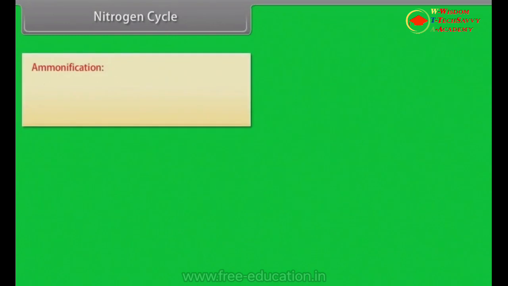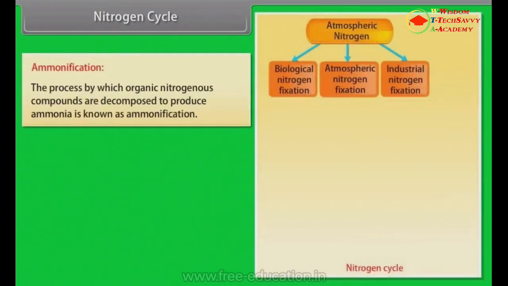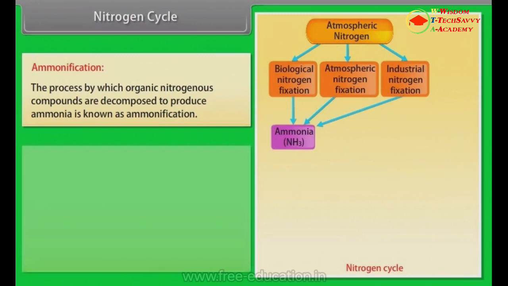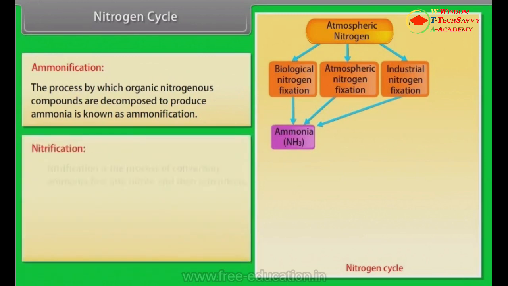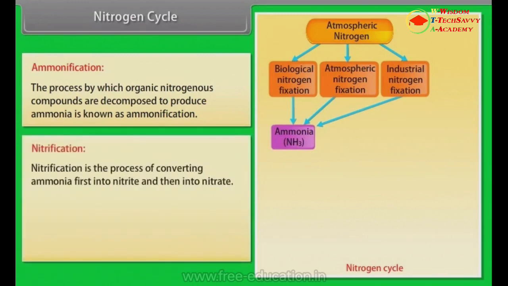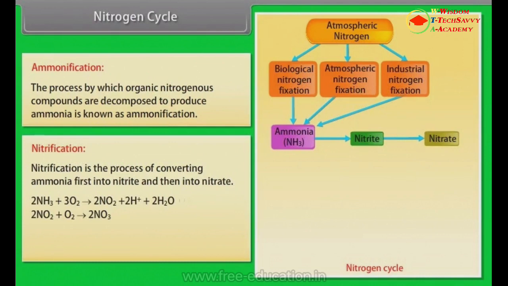Ammonification. The process by which organic nitrogenous compounds are decomposed to produce ammonia is known as ammonification. Nitrification. Nitrification is the process of converting ammonia first into nitrite and then into nitrate. 2NH3 plus 3O2 gives 2NO2 plus 2H plus 2H2O. 2NO2 plus O2 gives 2NO3.